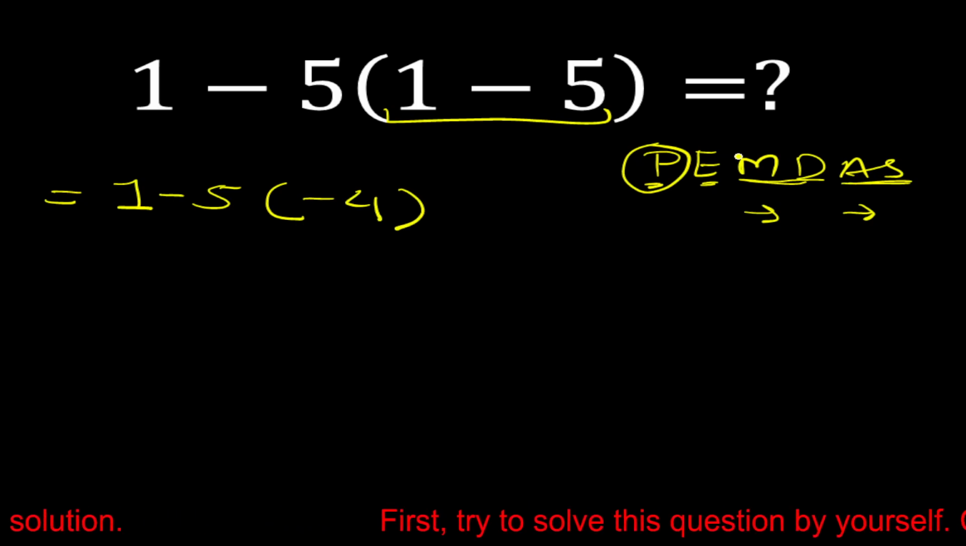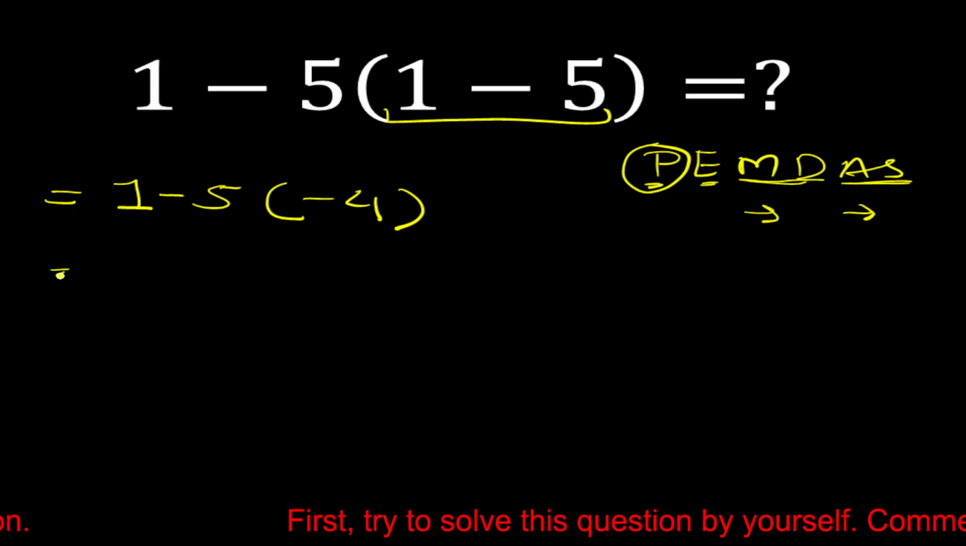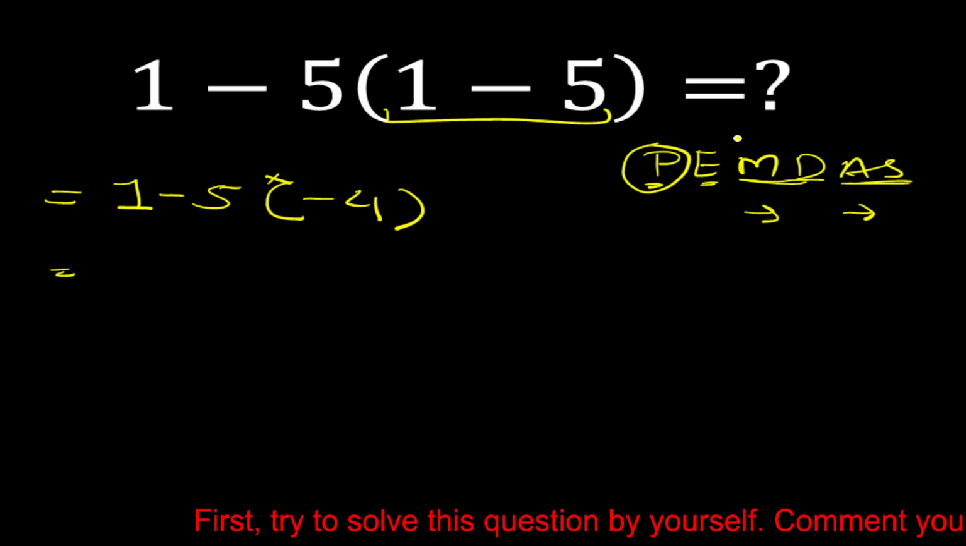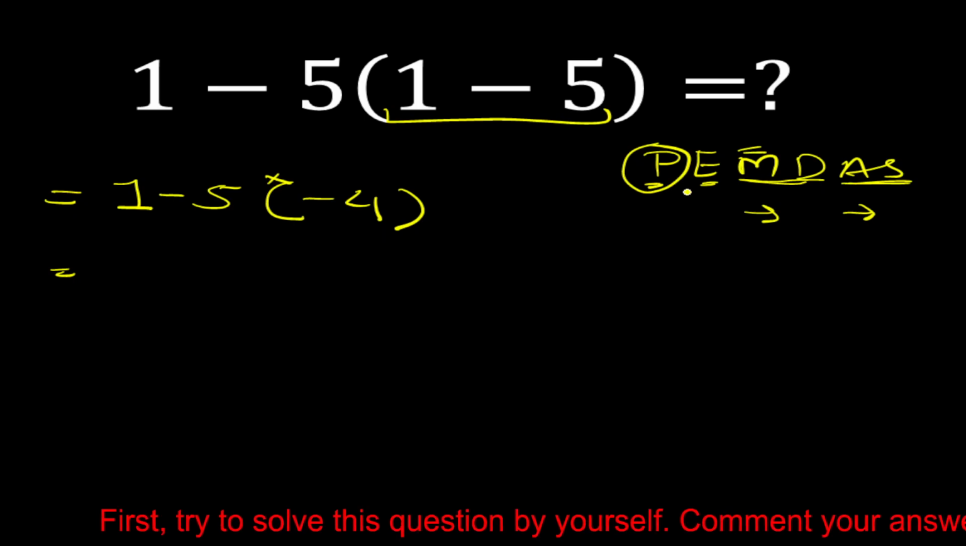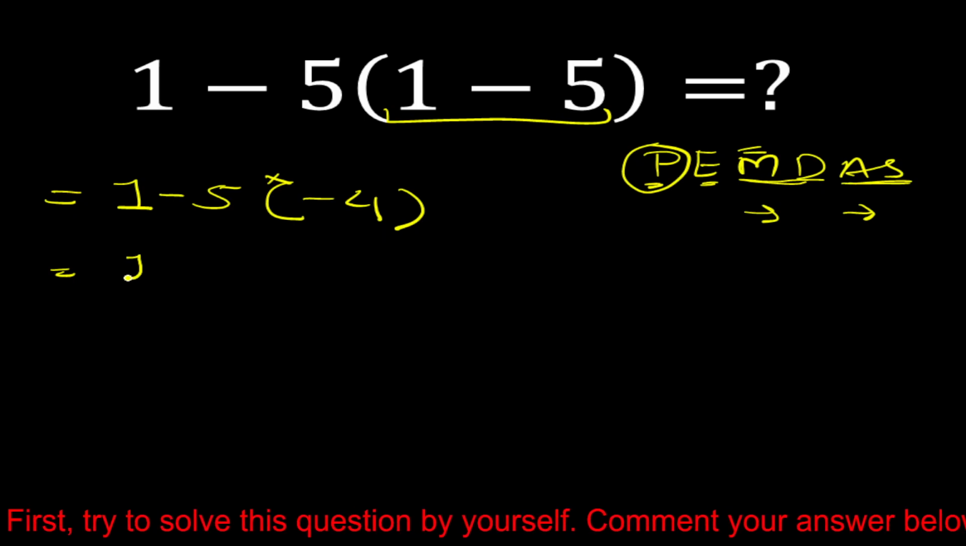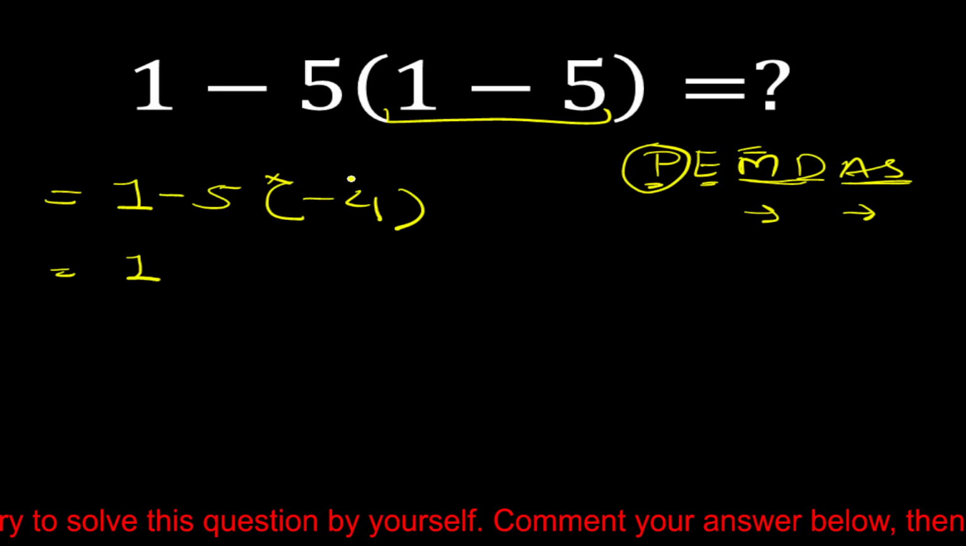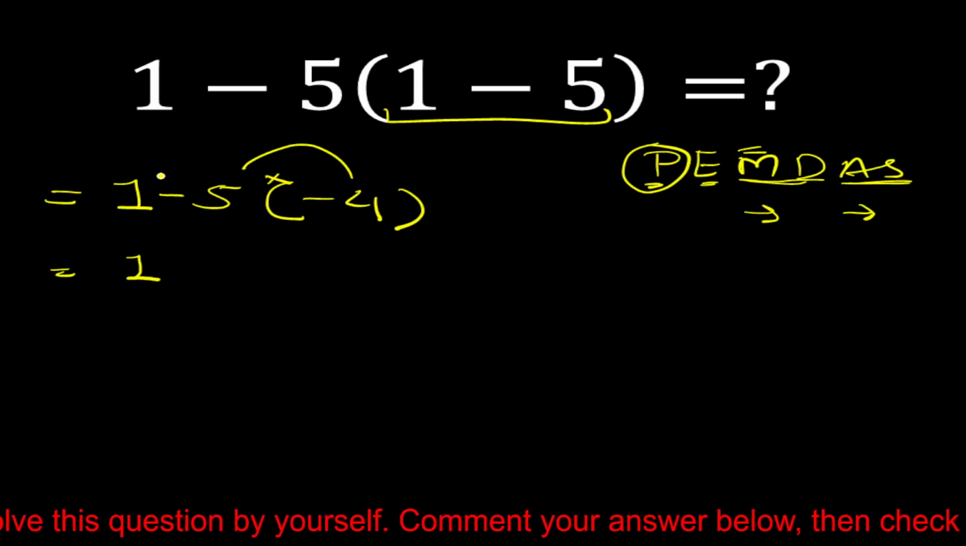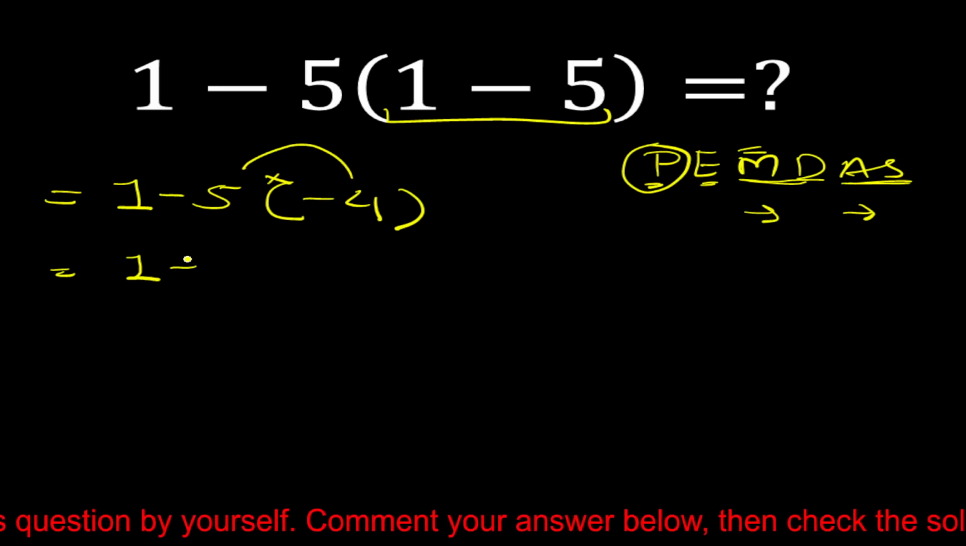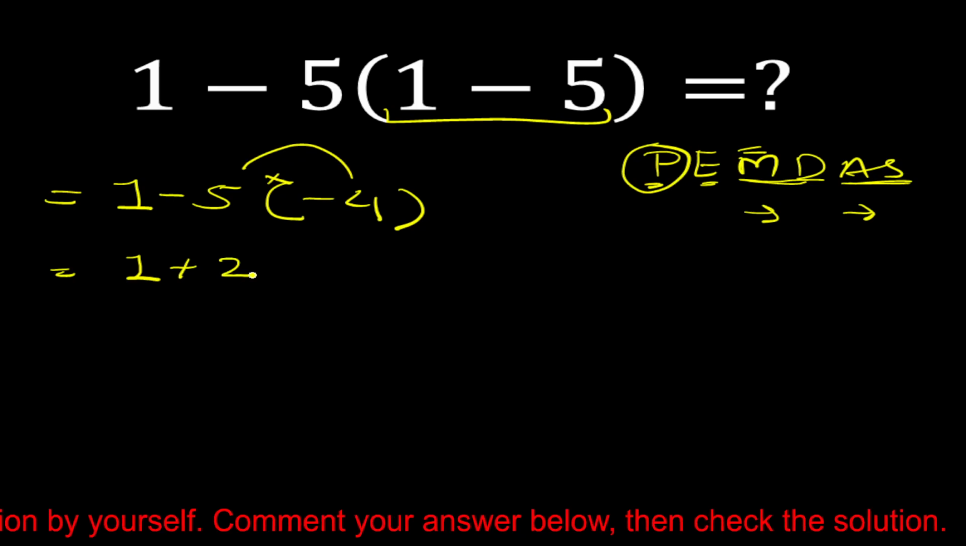Now second priority in this problem, here is a multiplication. Therefore, second priority is multiplication. So 1 for minus 4 multiply minus 5 is equal to plus 20.